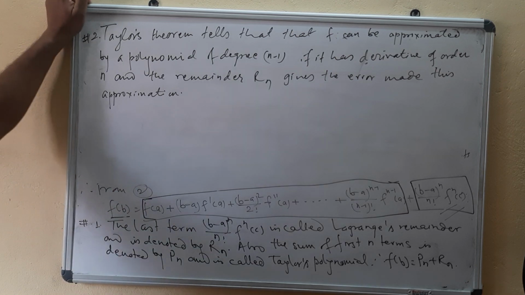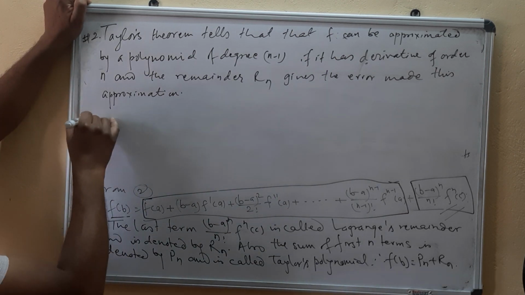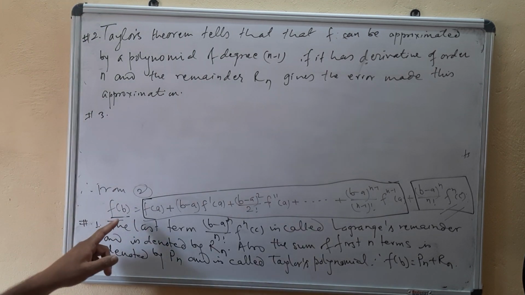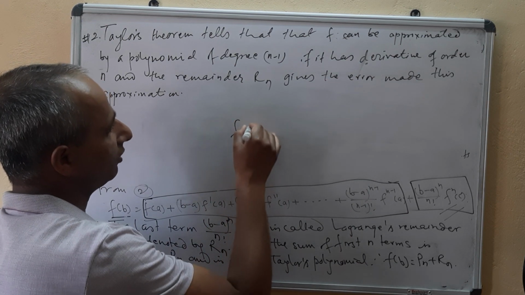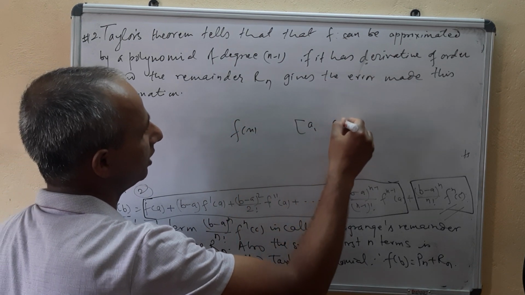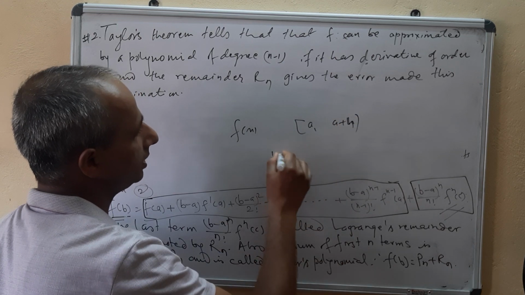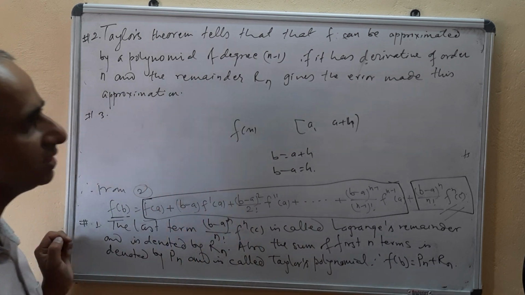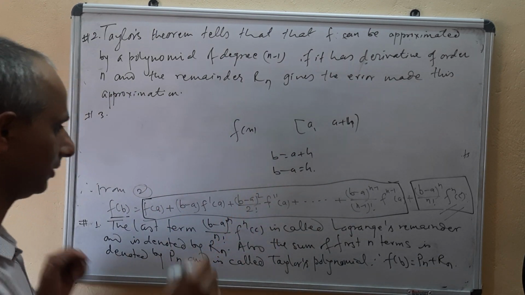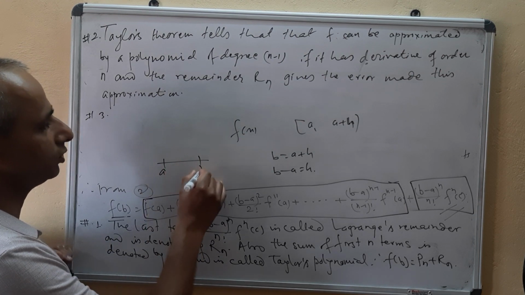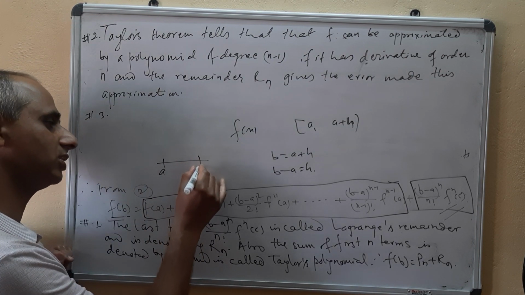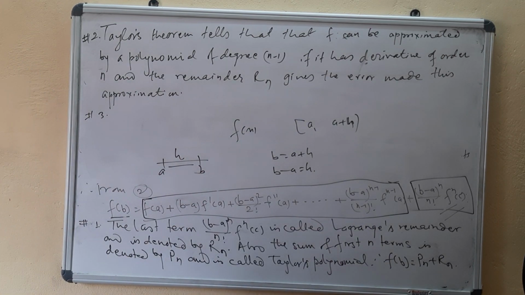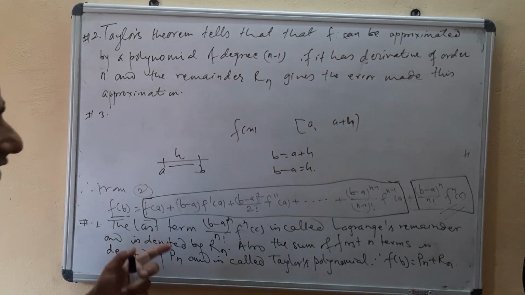That is the second fact. And the third fact about this theorem is that if you define f of x in the interval a to a plus h, that means if you put b equal to a plus h, then b minus a equals h, the height of the interval. Then we can restate the theorem in another way.